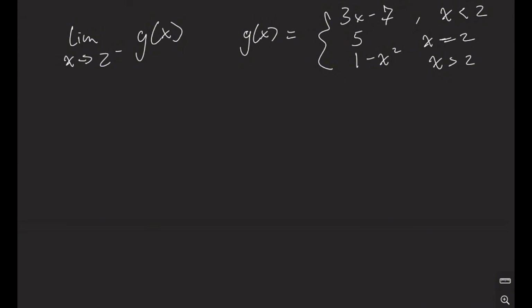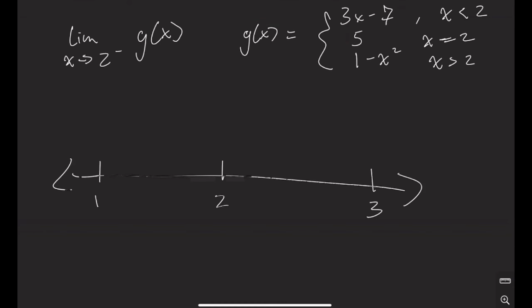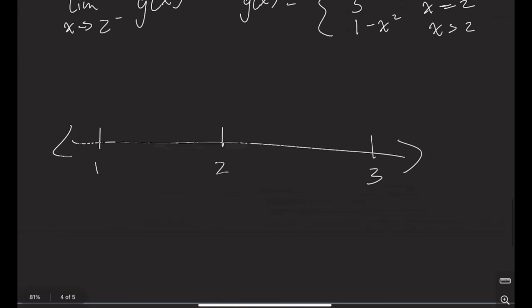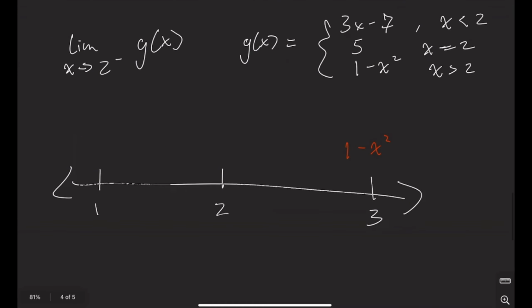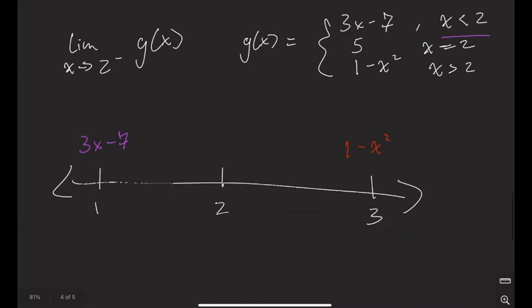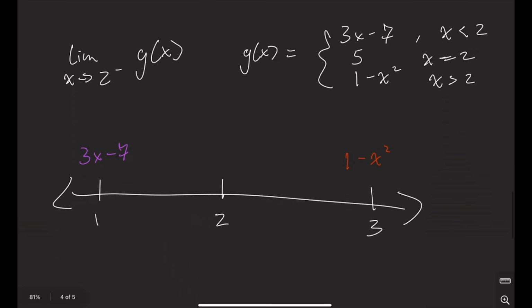So what I like to do is I like to make a number line with all the critical values. So I have a number line, and I have 2, and I have less than 2. I don't know, maybe 1, and I'll have greater than 2, which is 3. So the function here at 3 is going to be 1 minus x squared because of this condition. The function at 1 is going to be 3x minus 7 because of this condition. So what is the function going to be at x equals 2? It's going to be 5 because of this condition.